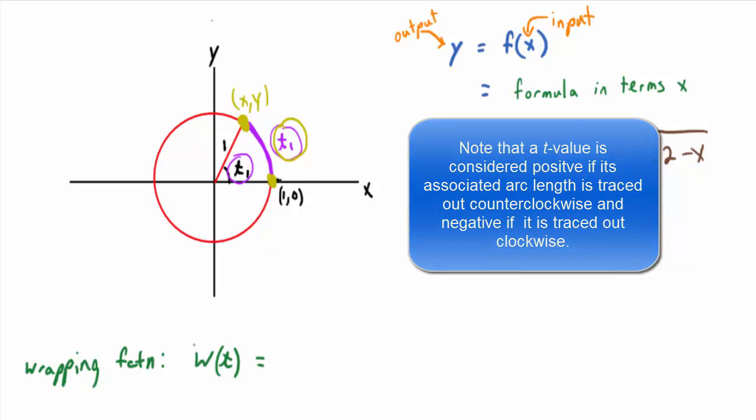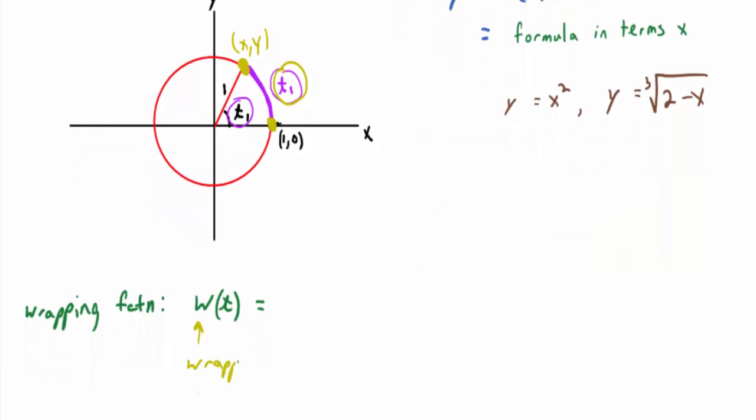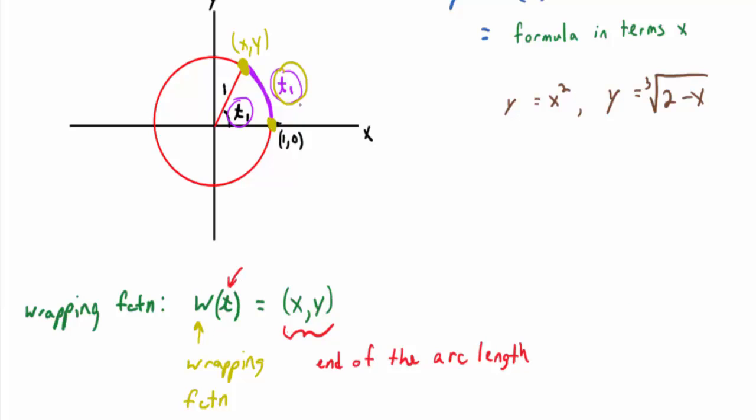So the wrapping function is going to map the real number T1, the length of that crust of the pie, that arc length of the circle right there, that part of the circle. It's going to map this guy to this point, which we'll call xy, which is the end. If you think about starting at this point, xy would stand for the end of that arc length if you measure positively. So the wrapping function, we call it w of t. And what w of t maps to is the point xy, where xy is the end of the arc length.